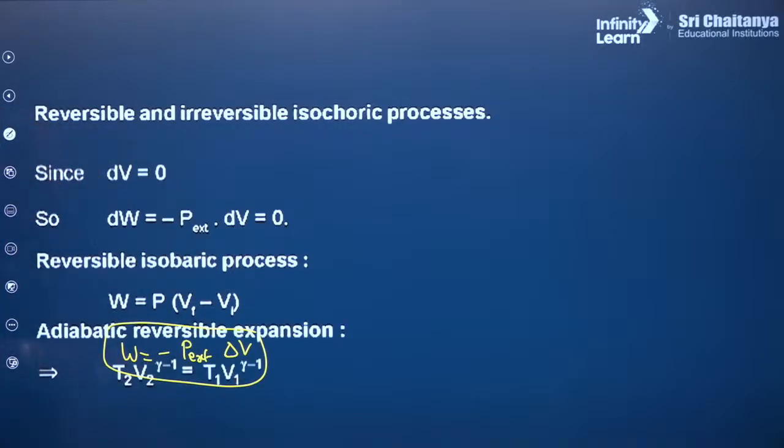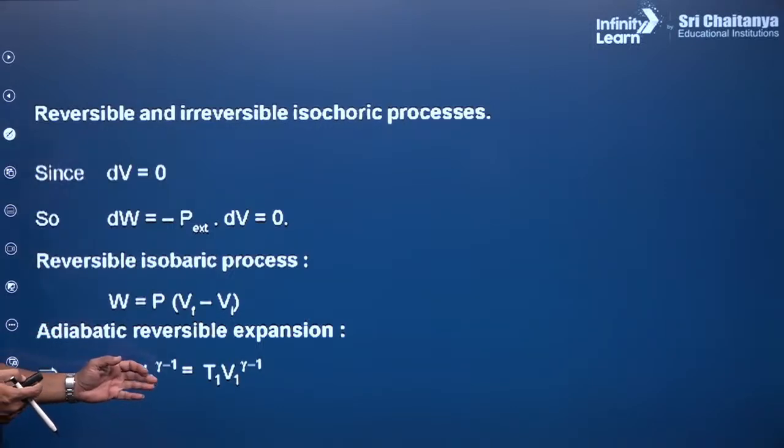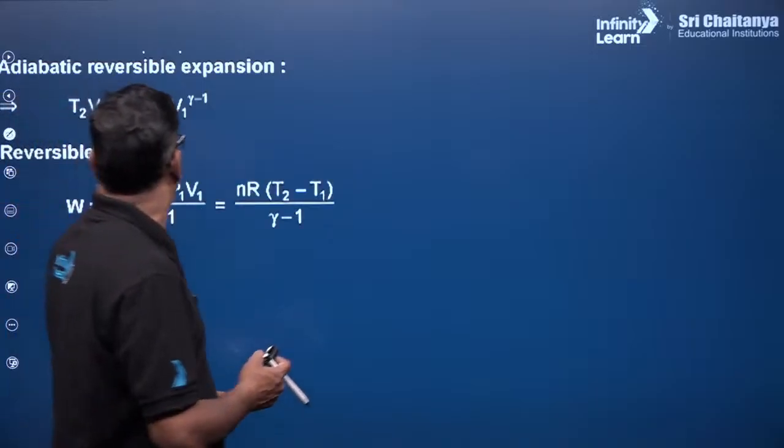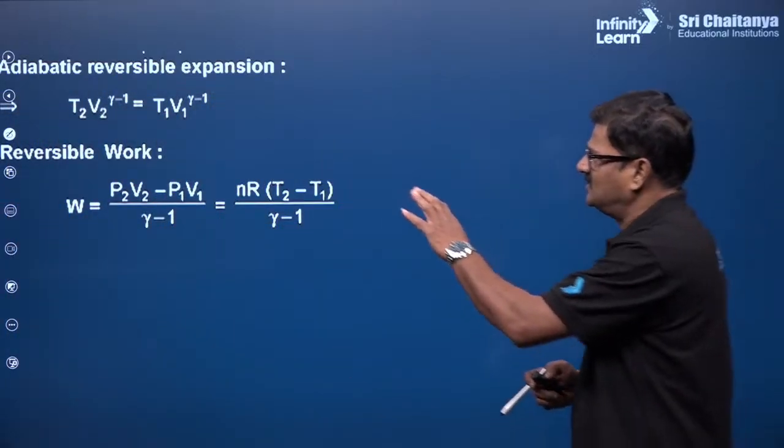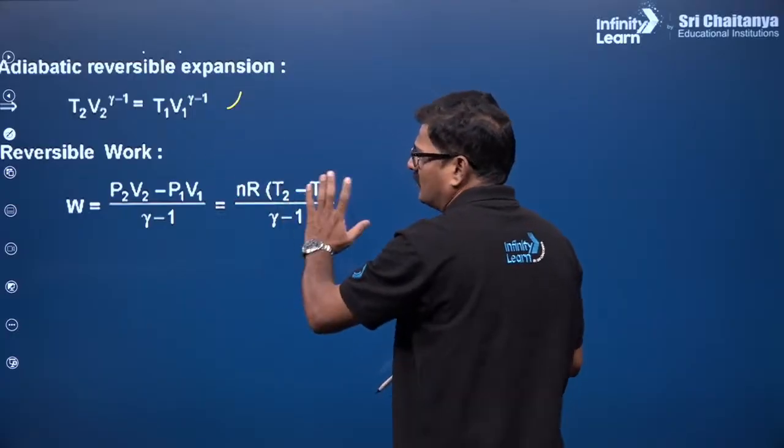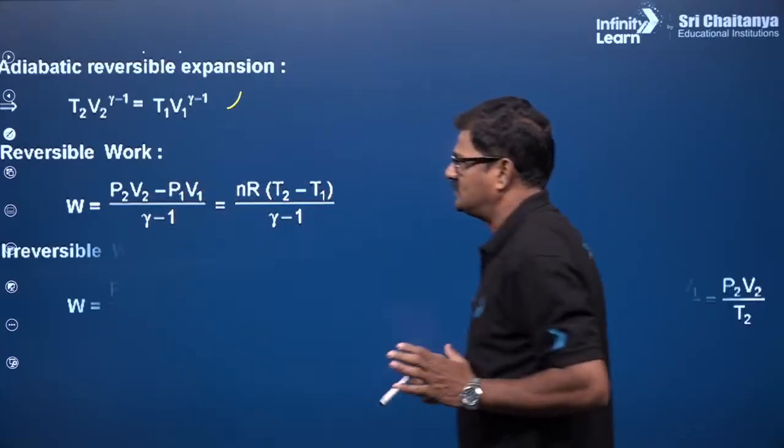Also, for adiabatic reversible expansion, T2 V2 power gamma minus 1 is equal to T1 V1 power gamma minus 1, and gamma is the Poisson ratio, we know it. And also the reversible work, this is the formula. Up to here it is okay, you need not go into detail about this.